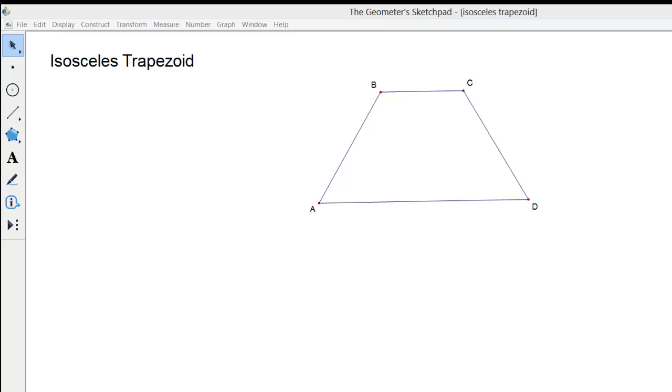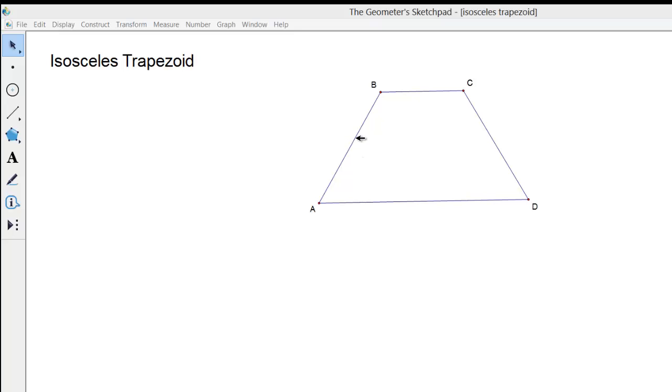In this video, we will be talking about the properties of an isosceles trapezoid. An isosceles trapezoid has all of the properties of a regular trapezoid. So we have exactly one pair of parallel sides. In this case, line segment BC is parallel to line segment AD.